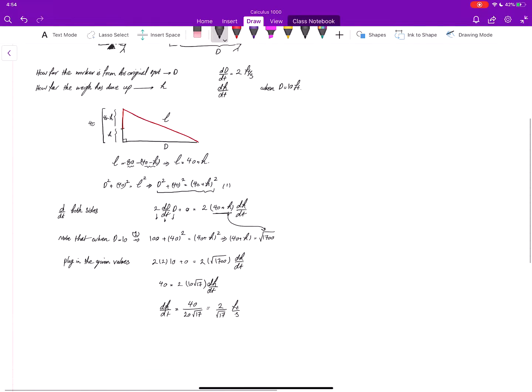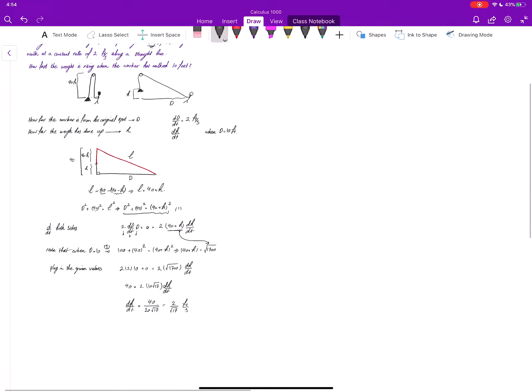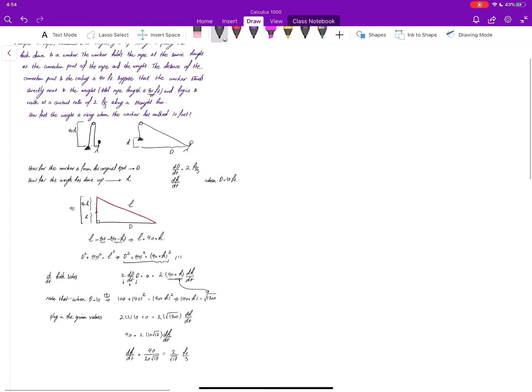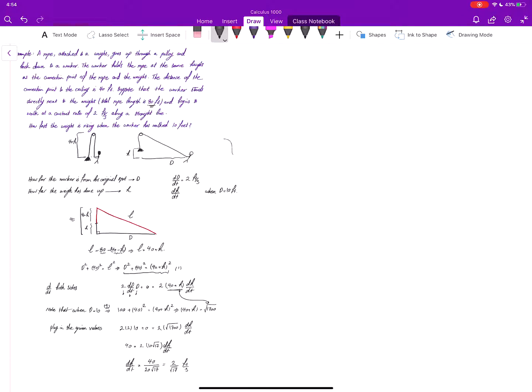Again, you have to find the relation. The main part in this question was identifying the variables and finding the relation. From that point on, it was all like the other ones.